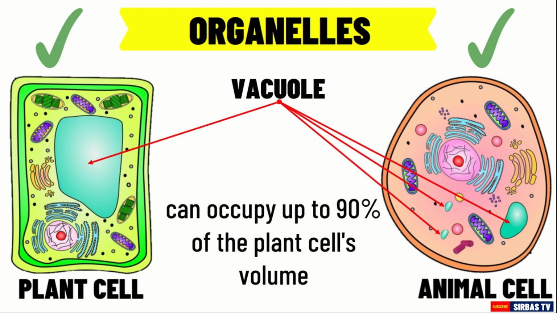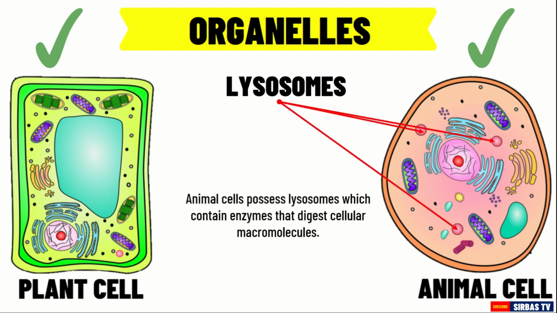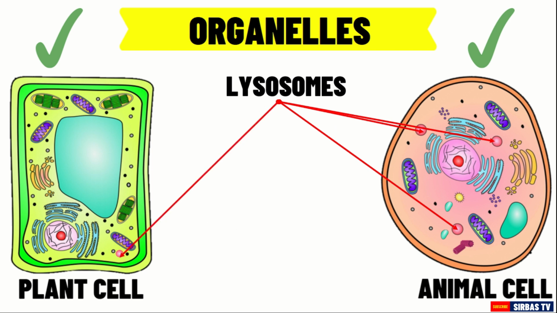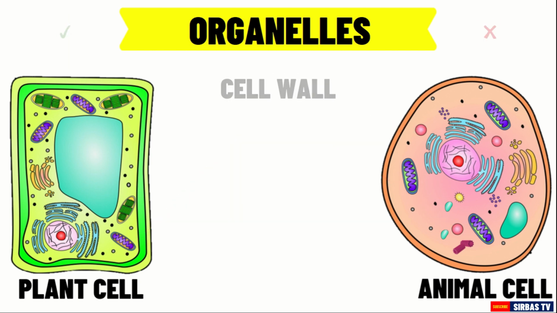Next is lysosome. Animal cells possess lysosome which contain enzymes that digest cellular macromolecules. On the other hand, plant cells rarely contain lysosomes as the plant vacuole handles molecule degradation or the breaking down of molecules. Succeeding organelle is the cell wall.